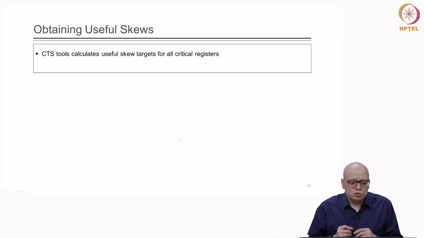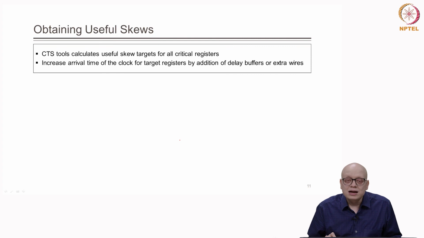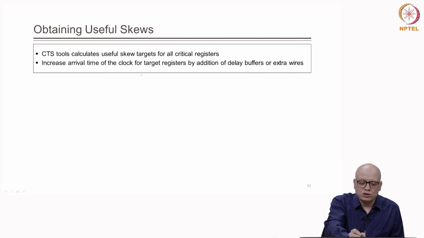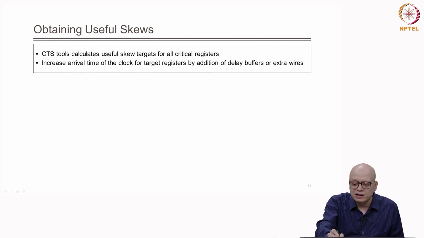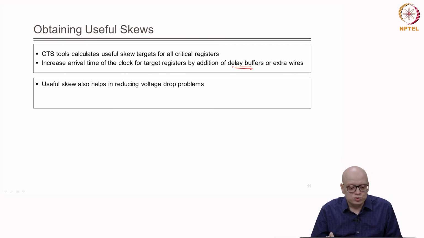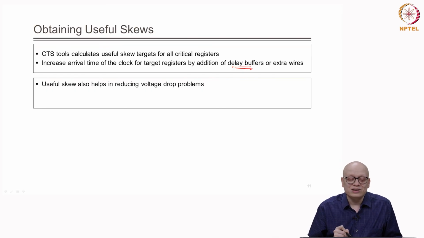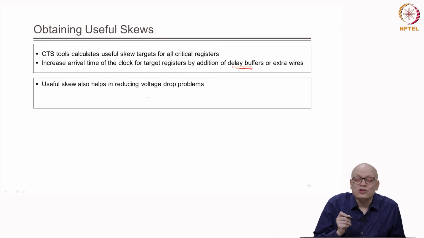So, the CTS tool calculates useful skew targets for all critical registers, and then it increases the arrival time of the clock for target registers by adding delay buffers or extra wires. Another side effect of introducing skew in the clock distribution network is that it helps us decrease the problem of voltage drop, right.